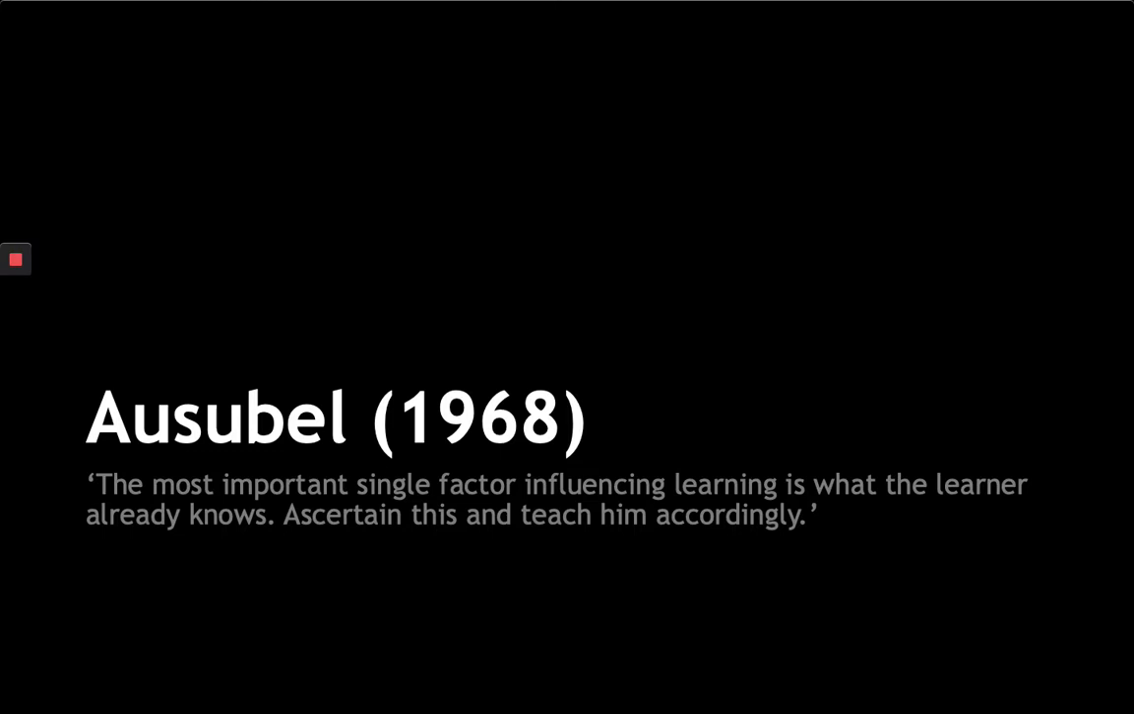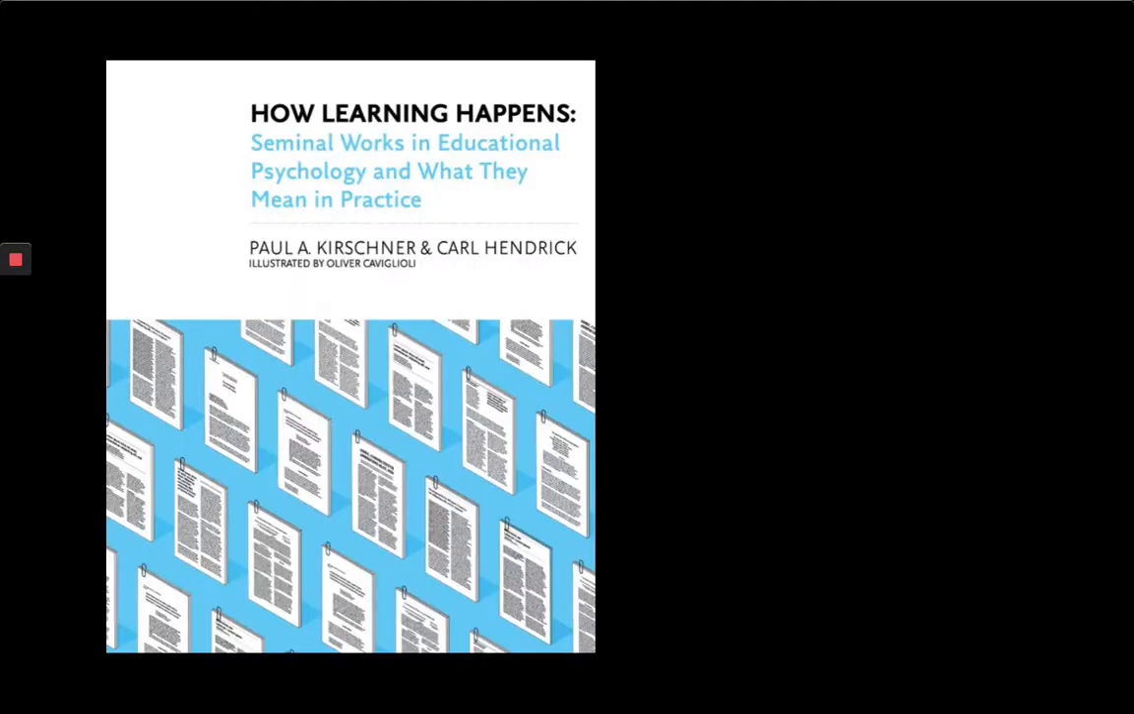So this quote, I think, from 1968 is very powerful. The most important single factor influencing learning is what the learner already knows. Ascertain this and teach him or her accordingly. So I take that quote from this book, recently published, Paul Kirschner and Carl Hendrick, How Learning Happens. So I really recommend this book to you.